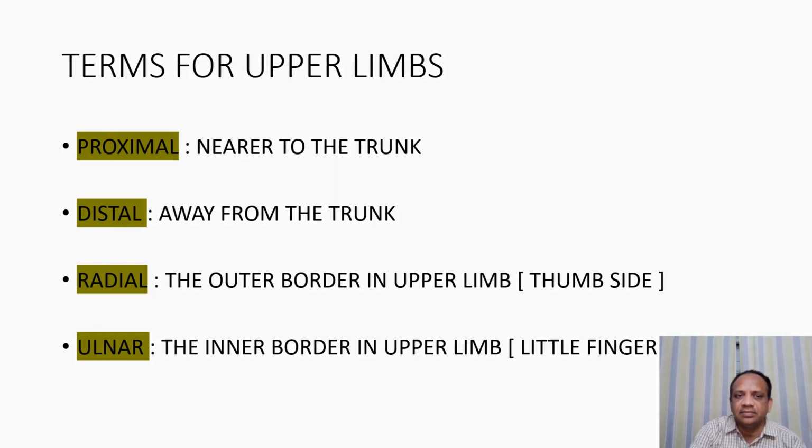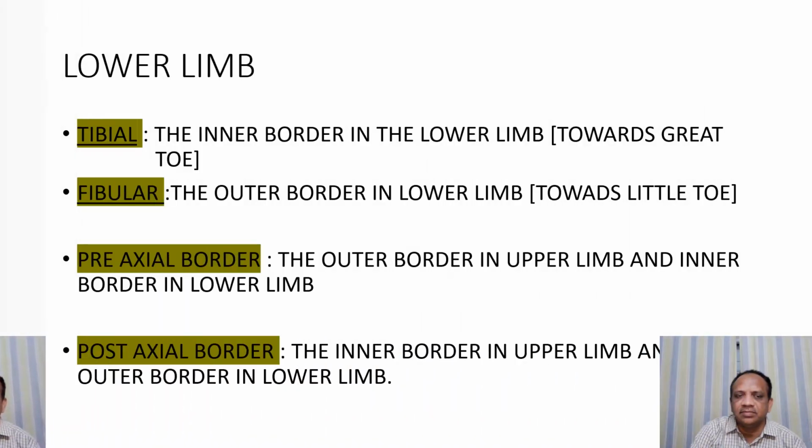Again in the lower limb, the tibial side is the inner border of the lower limb towards the great toe, whereas the fibular side is the outer border in the lower limb towards the little toe. The tibia bone is present in the leg towards this side, and the fibula is present on the lateral aspect.